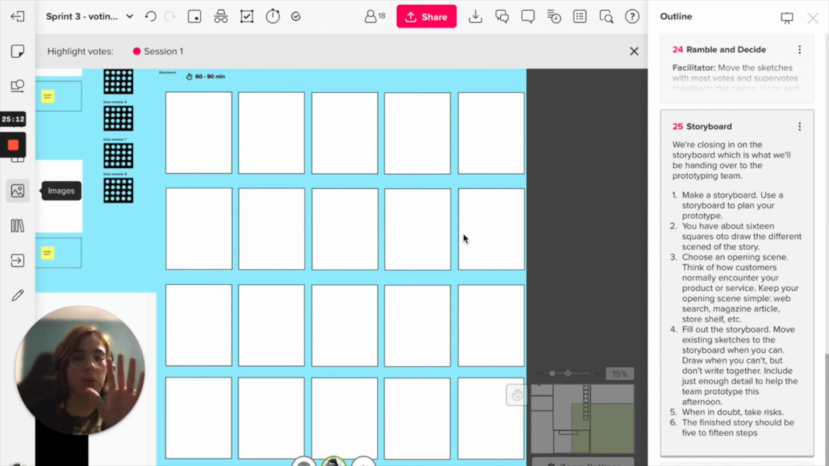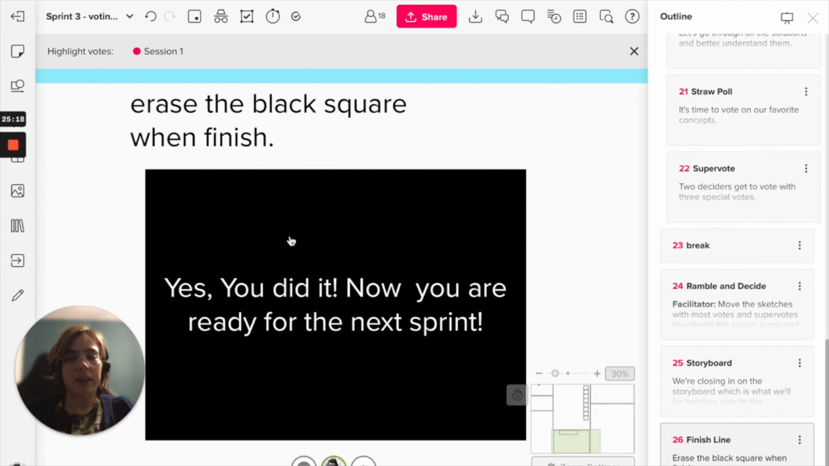Okay, so once you finish this, that's it, you get to the finish line. So when you get there, please erase the black square only when you finish, not before. Okay, so I hope this video was clear enough and that now you're ready for completing sprint number 3.